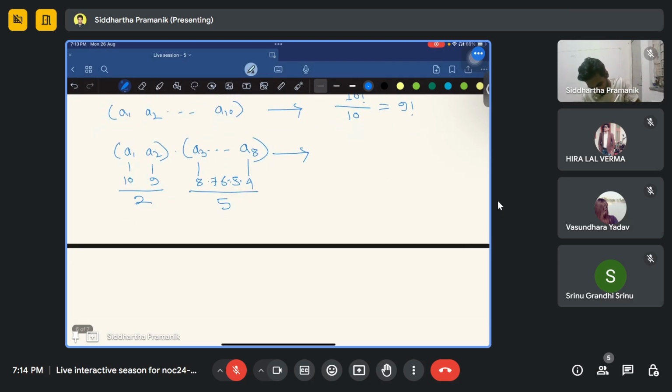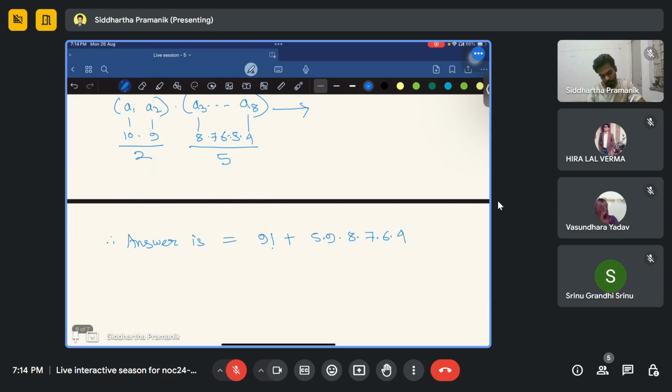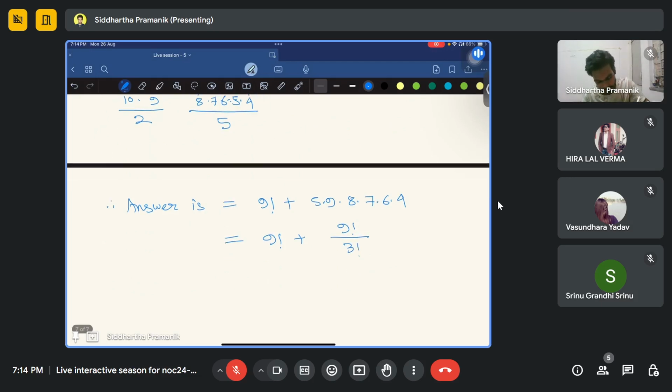So the answer is 9 factorial plus 5 into 9 times 8, 7, 6, 4. So this is actually 9 factorial plus 9 factorial by 3 factorial. This is the final answer.